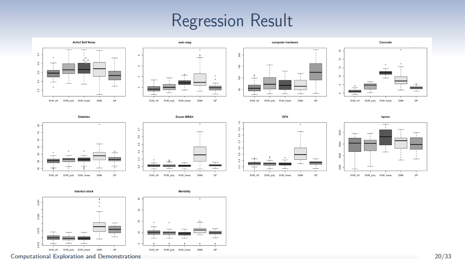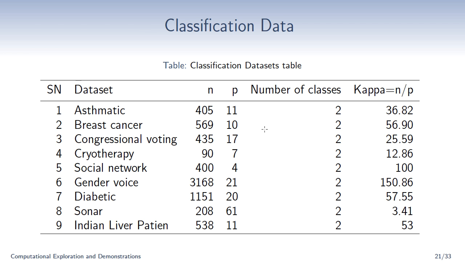And here is the box plot. Based on this box plot, we can see deep neural network always has a larger range than the support vector machine. But in this one, it seems a little bit better than the support vector machine with polynomial kernel, and definitely better than the Gaussian process. But in these ones, we can see the performance of DNN is really not very good.